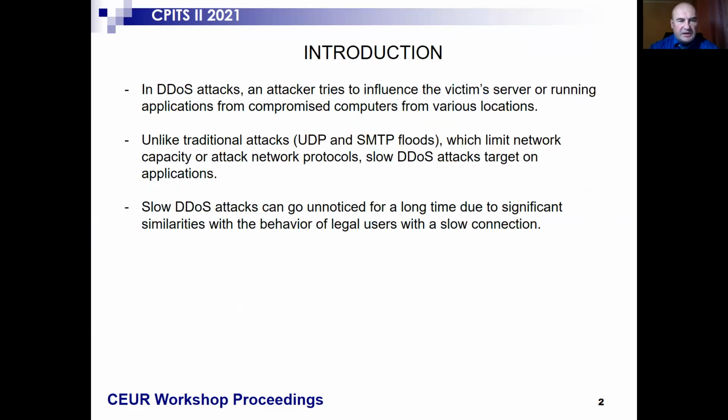Typical problems faced by any network architecture, including cloud computing, are DDoS attacks. In DDoS attacks, an attacker tries to influence the victim's server running applications from compromised computers from various locations. Slow DDoS attacks can run unnoticed for a long time due to significant similarities with the behavior of legal users with slow connections.